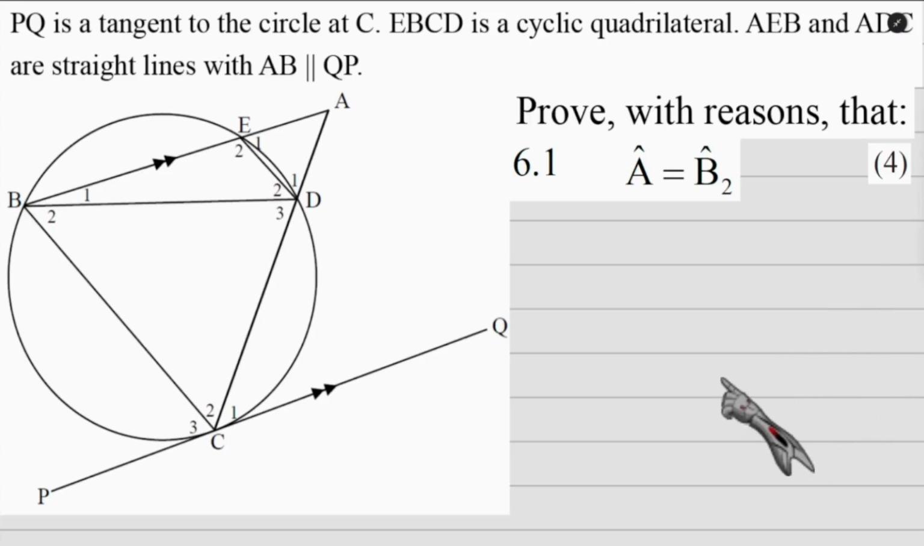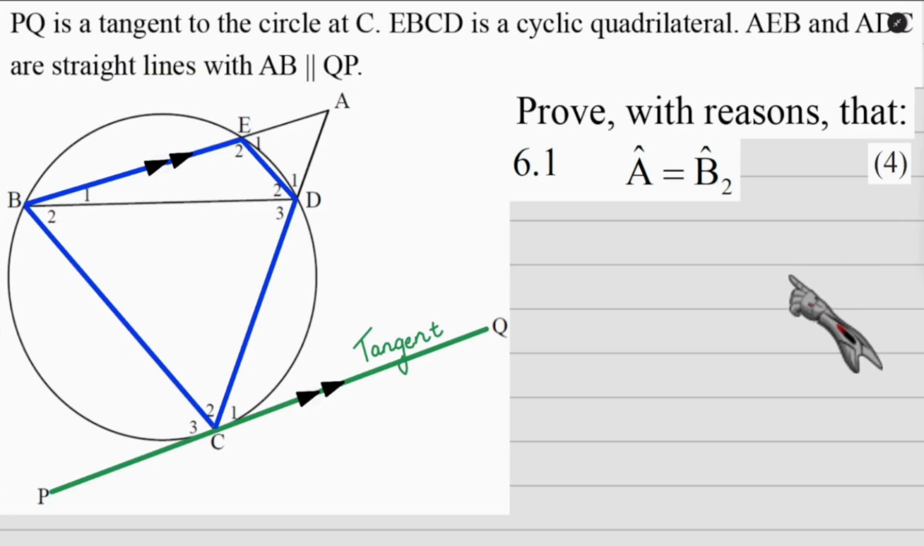In question 6, we've been given the following diagram and we're told PQ is a tangent, this is a cyclic quad, and we've got a couple of straight lines, and these 2 lines are parallel, quite important. Then we need to prove that A is equal to B2. So I can start with any one of these 2 angles, but before I do that, let's glamify our sketch a little bit. Yes, it's nice.